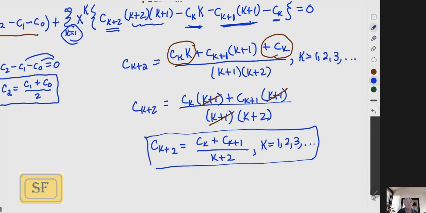And now we're going to find, we'll find 6 terms.